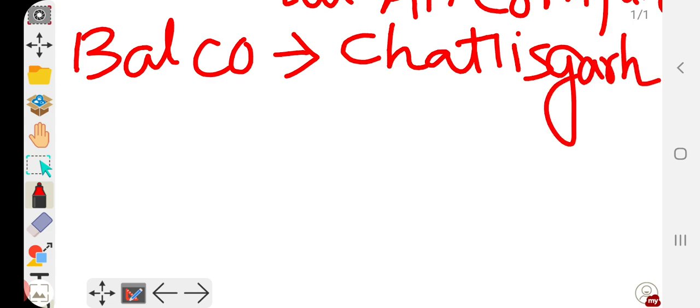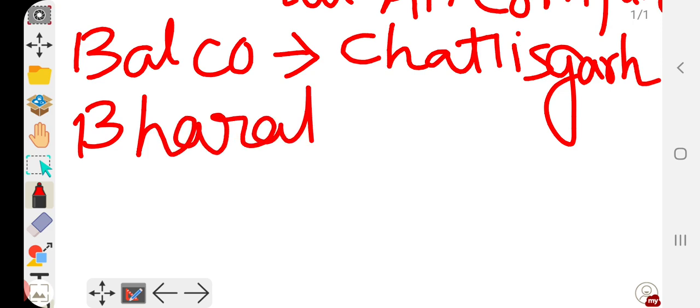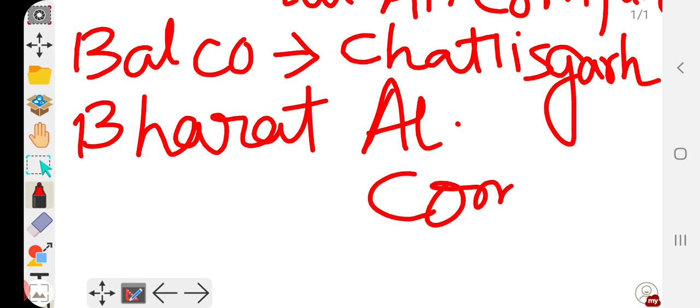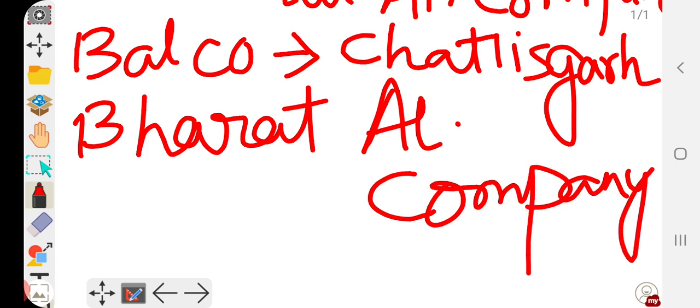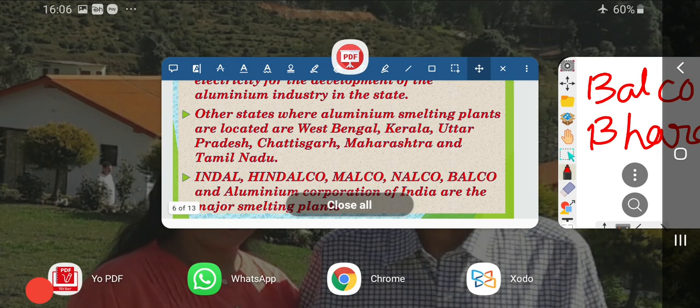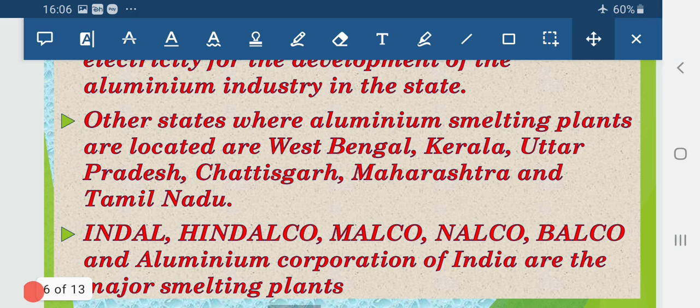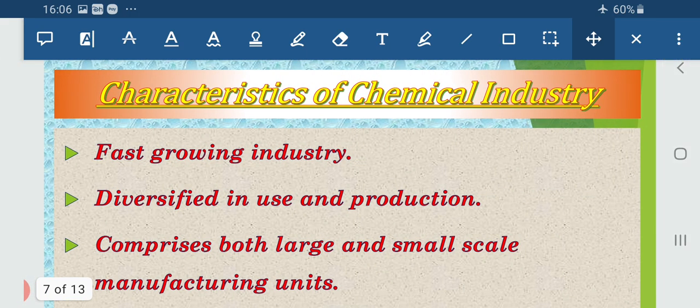And the full form is Bharat Aluminium Company. So these are the aluminium smelting plants of our country. So the aluminium industry is over. Now let us move to the next one, chemical industry.